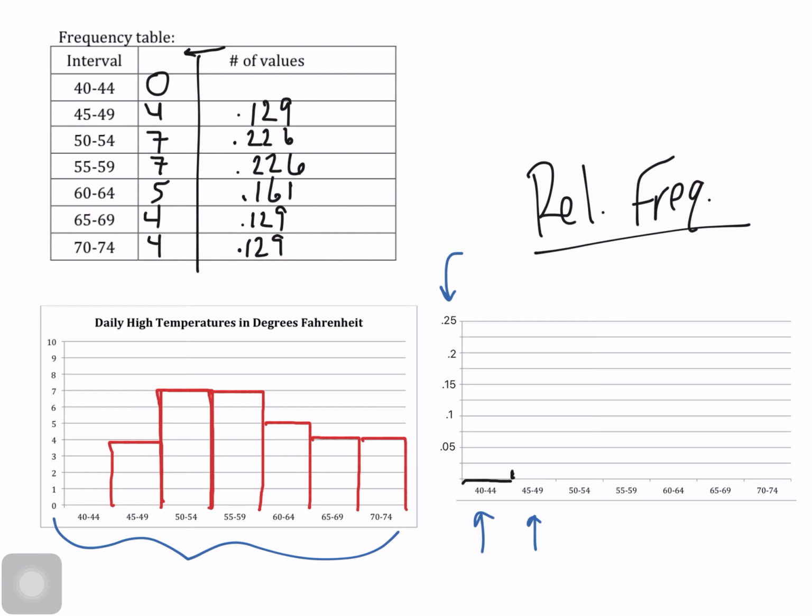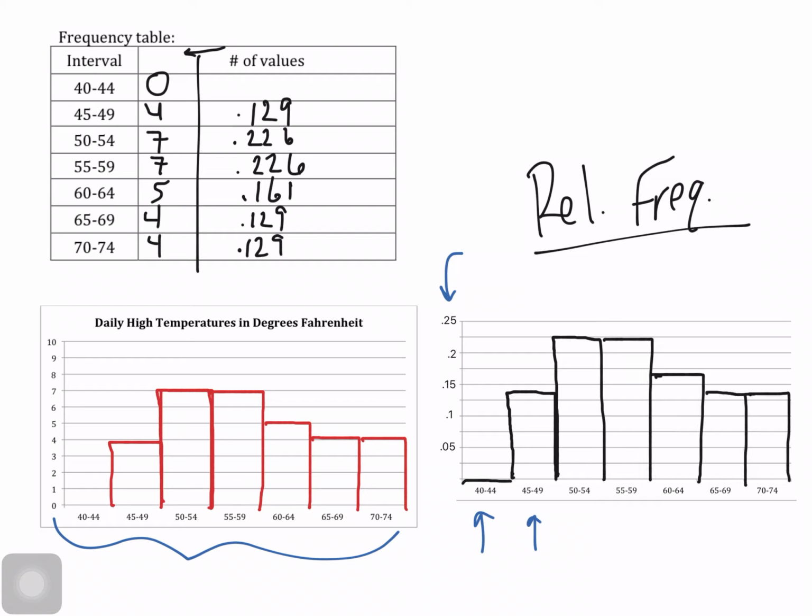But this time you'll notice my y-axis, instead of having the numbers 0 through 10, now I have decimal points. And these decimals are going to be my relative frequencies, which is a representation of the percent of my data that I have in each bin. So since I had nothing, I had no 40 to 44 degree days, I still have my 0 bar there. And just like before, now I'm going to work this out and just graph my bar at the height that represents the frequency it has.